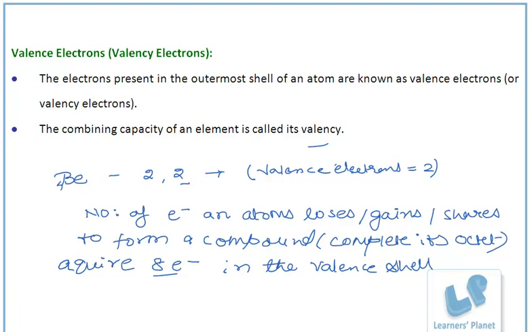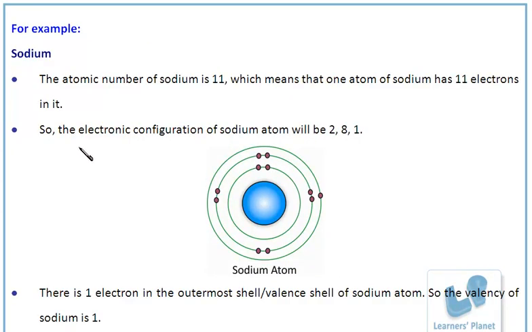The outermost electrons take part in the formation of any compound. So these are called the valence electrons and the combining capacity is called its valency. See, here is an example of sodium. The atomic number of sodium is 11, which means that one atom of sodium has 11 electrons in it. The electronic configuration of sodium will be 2, 8 and 1. So what is the number of valence electrons in sodium? It will be 1. What will be the combining capacity or the valency of sodium? It will also be equal to 1.